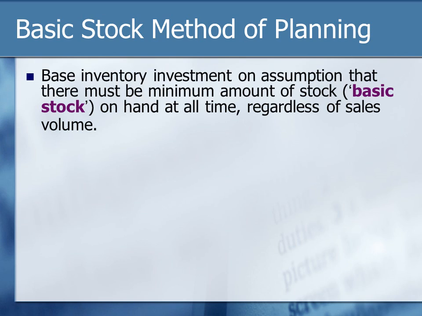So the principle of the basic stock method of stock planning is that the inventory investment should be based on an assumption that there must be some kind of a minimum amount of stock, which is what we call basic stock. That minimum amount of stock is to be ensured to be on hand at all times, regardless of the sales. Basically, you want to assure that you're going to have at least this much stock, the basic stock, left even after all the sales that you had planned are completed.